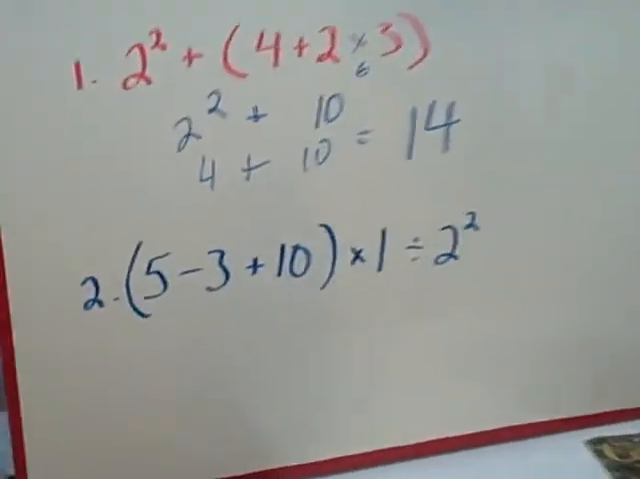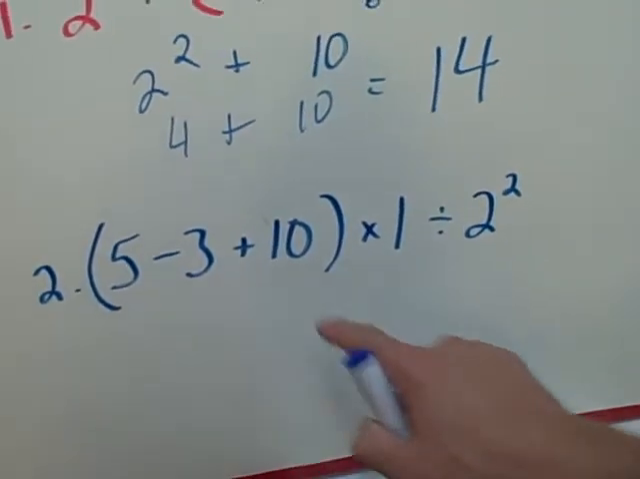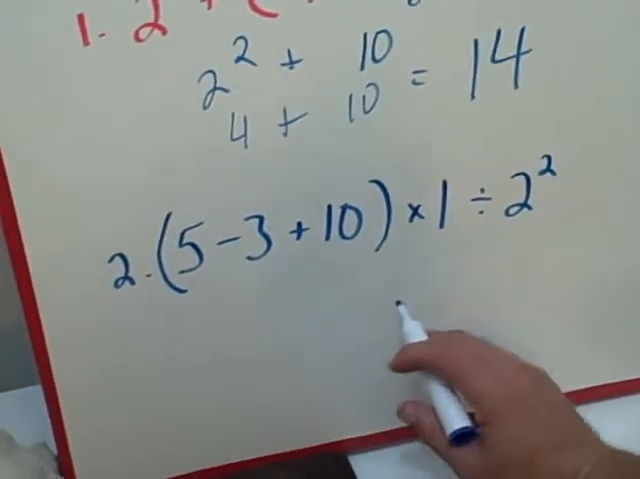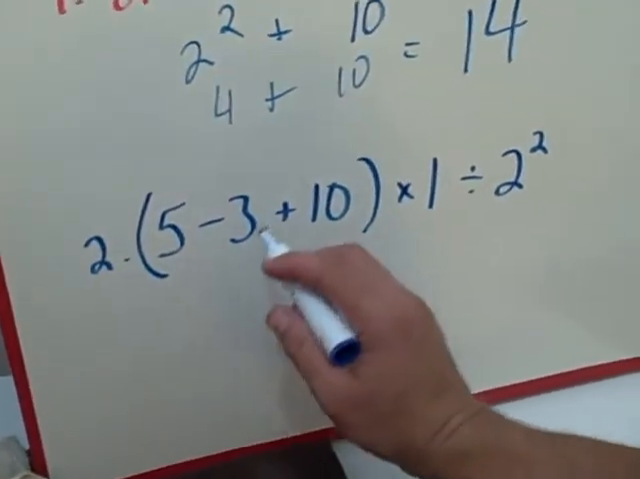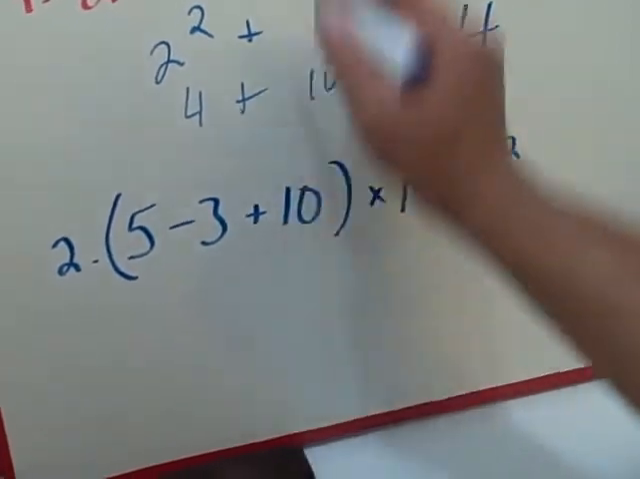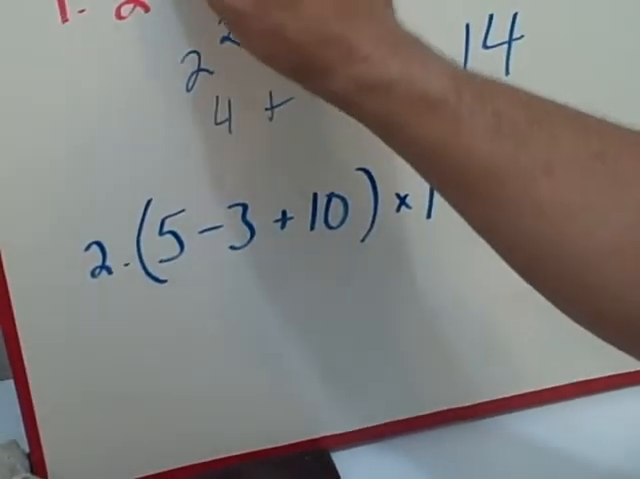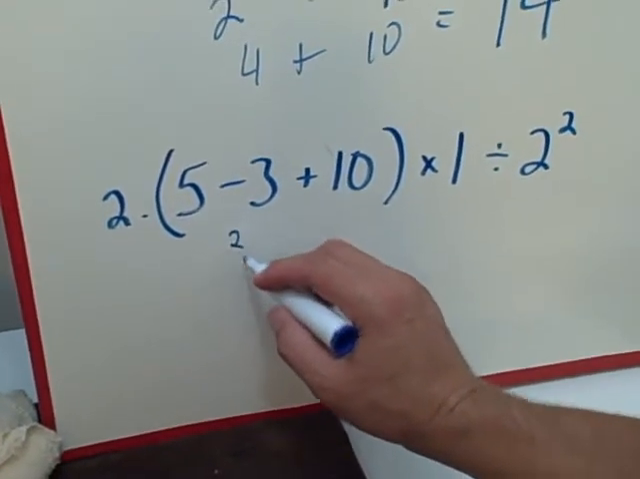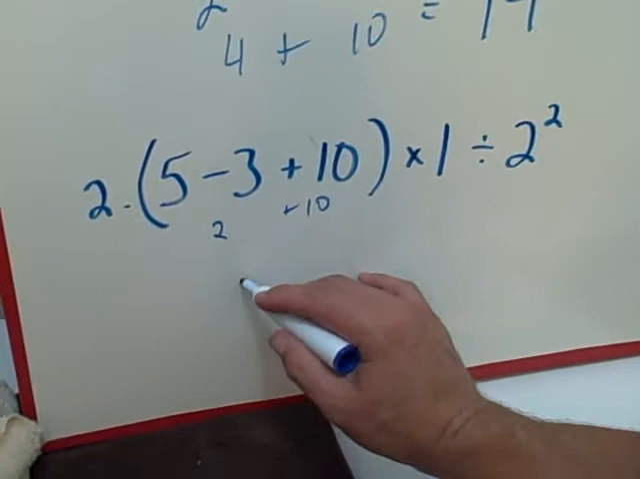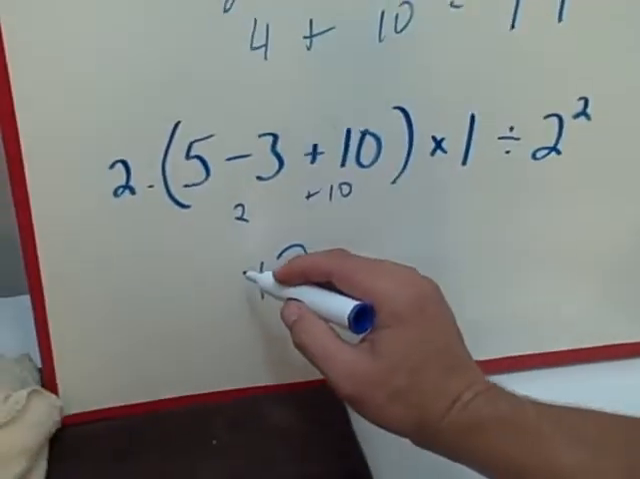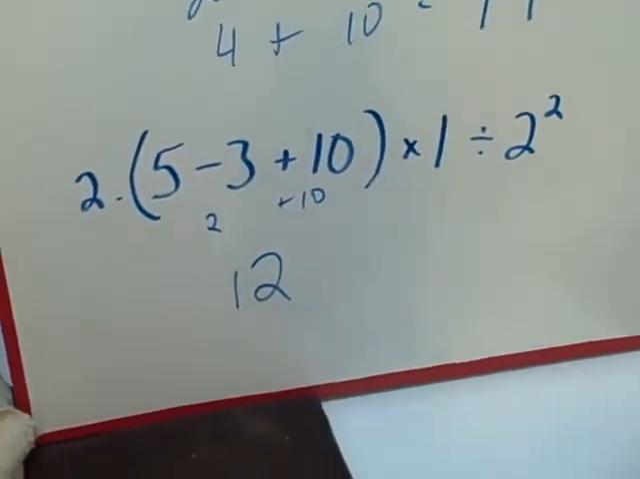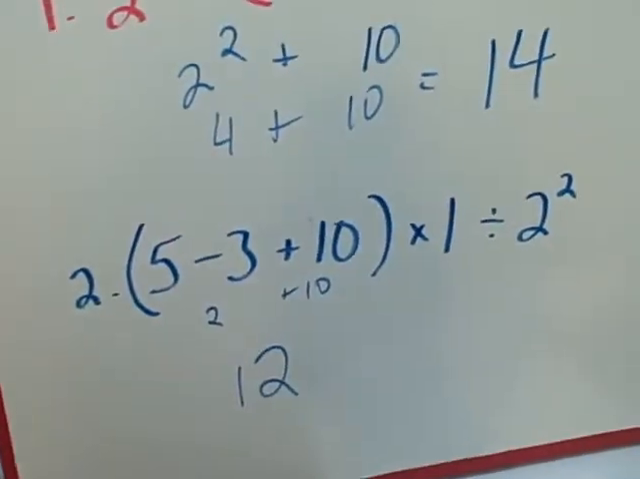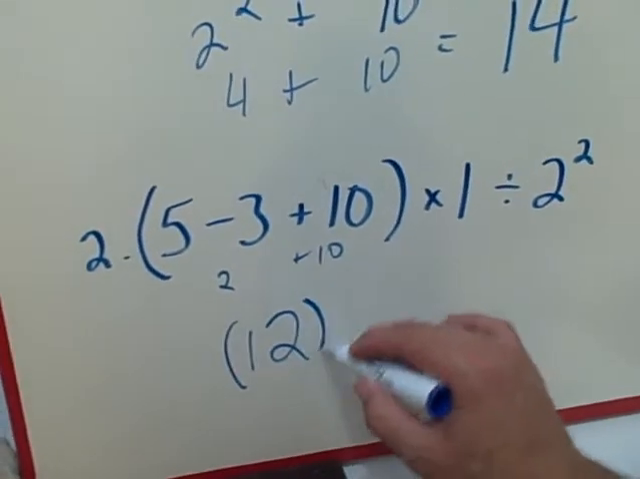Okay, now let's go with 5 minus 3 plus 10 times 1 divided by 2 squared. First, in parentheses, since this is addition and subtraction, and that is a group, just like multiply, divide, I'm going to do this just left to right. 5 minus 3 is 2. 2 plus 10 is 12. 12 is inside the parentheses. Now I could leave it there or I can take it out. In this case, I'm just going to take it out because I worked out everything inside the parentheses. But it doesn't matter.